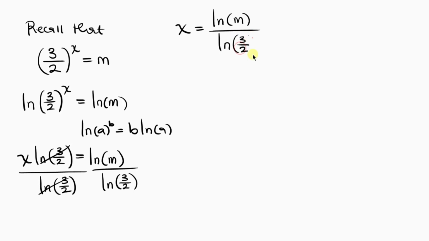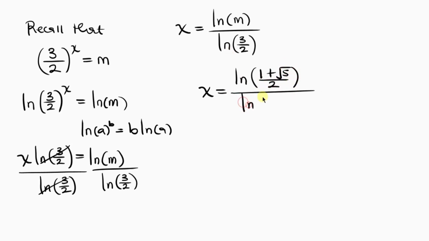Now, to get our final answer, we're going to be substituting the value of m here. So x will be equal to ln of, remember m is the golden ratio, which is 1 plus the square root of 5 over 2, that's m, all over ln of 3 over 2. And this is our final answer.